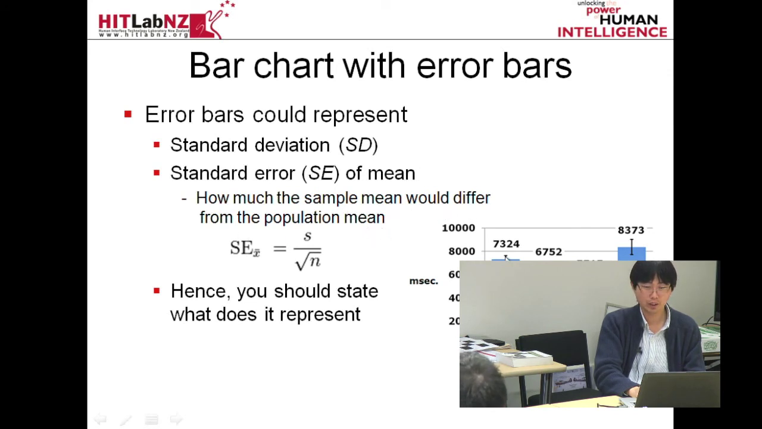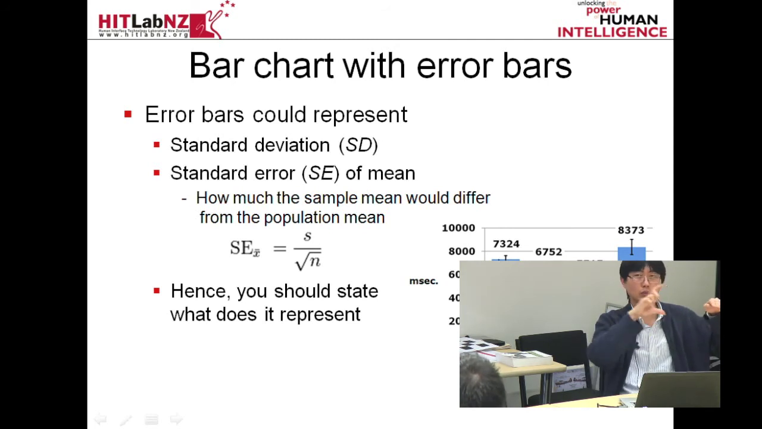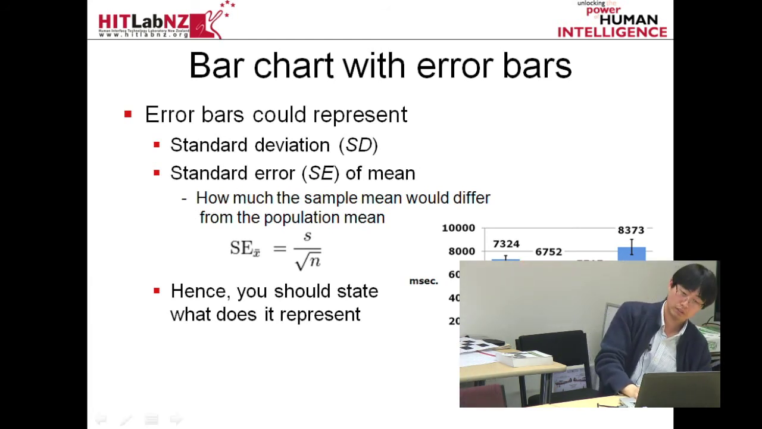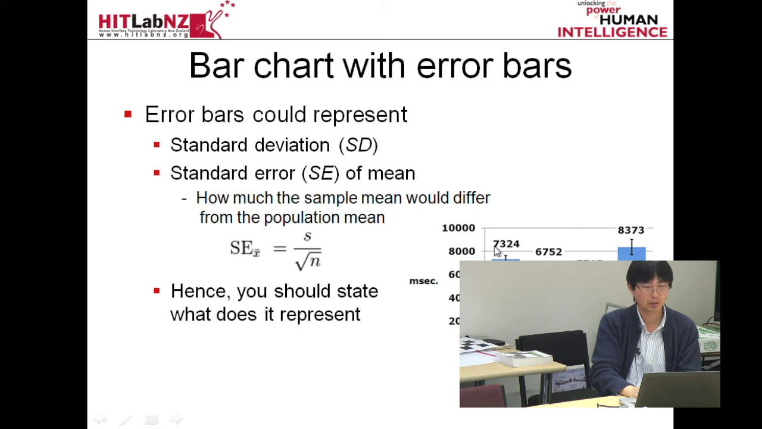So this is showing not how much variance you had in your sample, but how much this sample mean would be different in the population, the real world. So in some sense this is more meaningful reporting. So that's why in many cases this error bar represents standard error. But still, it might be better to be more clear. You might be better, in the caption or in your manuscript, to state what your error bar represents.